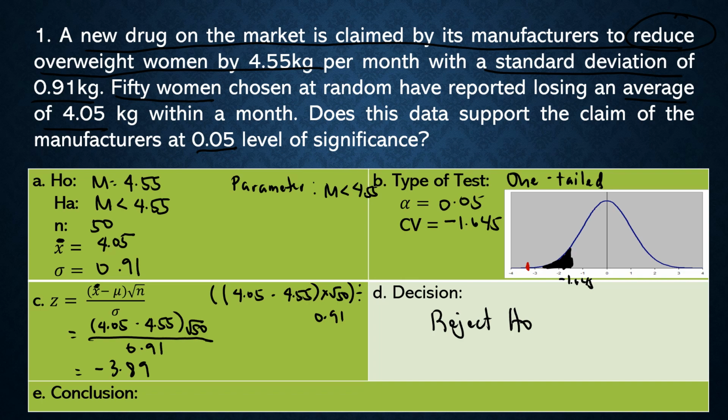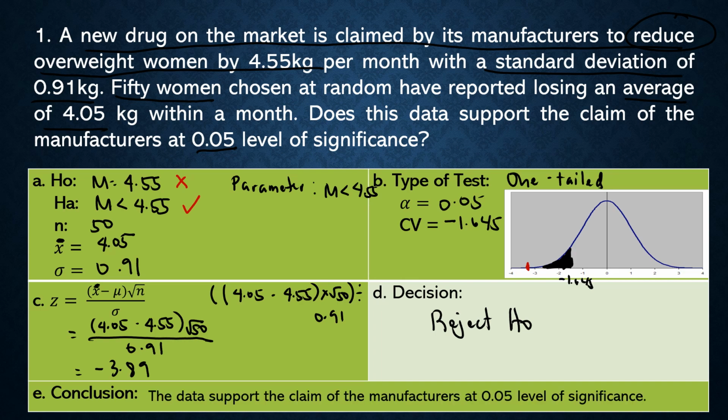Now, for the conclusion, since we reject H sub O, the correct one is H sub A. So again, I'm going to repeat. Since we reject H sub O, it means that H sub O is not correct. The correct one is H sub A. So let's now check the parameter. The parameter deals on H sub A. So therefore, we can say that the conclusion is the data support the claim of the manufacturers at 0.05 level of significance.